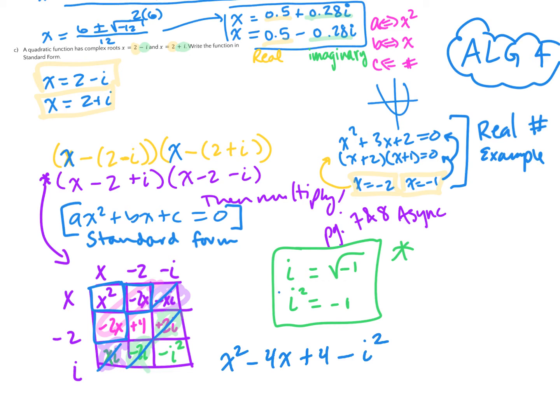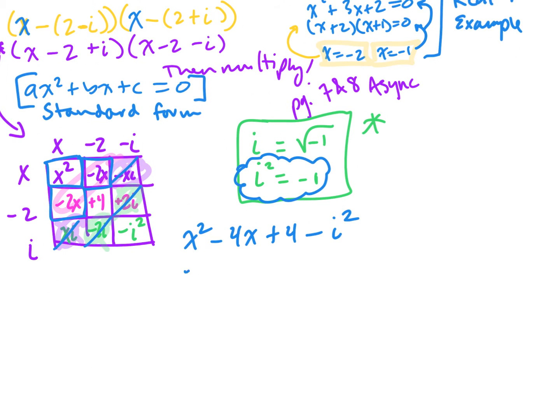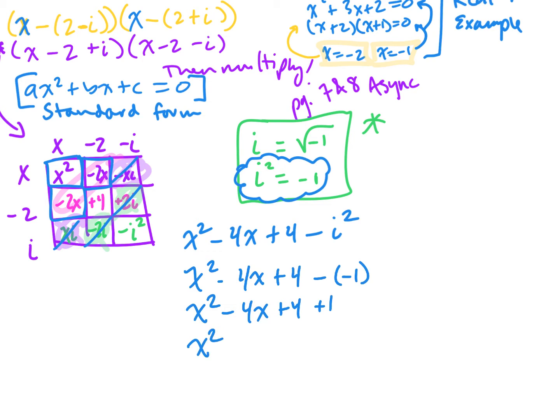So here's what I'm going to do. I'm going to use this fact. Okay, sweet, I've got this. This is Cardano's whole shtick here. Negative 1, because i squared is negative 1, so I'm going to sub that in. Minus 4x plus 4, just to show that this is plus 1. x squared minus 4x plus 5. Boom. Yes. Love it.